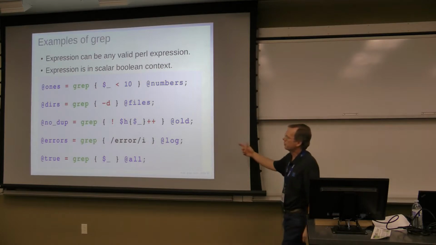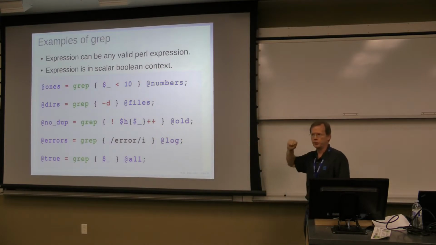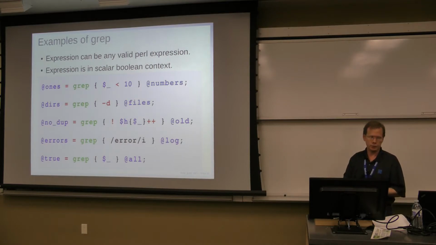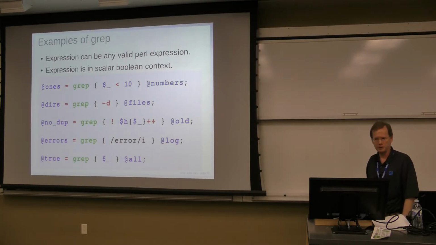This is not the only way to create a list with no duplicates. There's a number of different ways. There's actually, in the List::MoreUtils, a unique function which will do the same exact thing, which is probably more clear about what's going on. This is a little fuzzy. You have to think about it and figure out what it's actually doing.